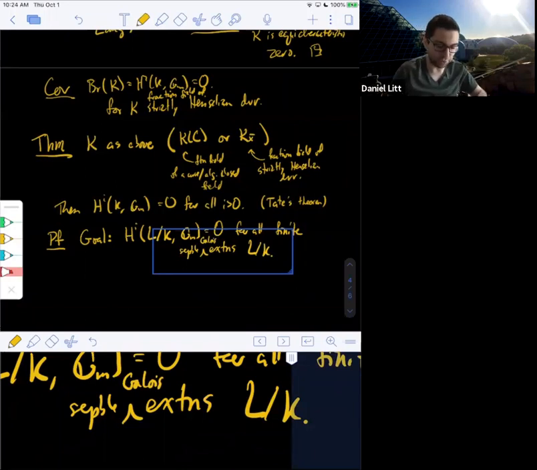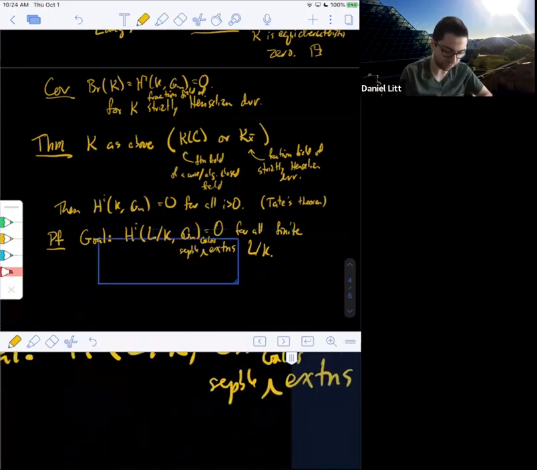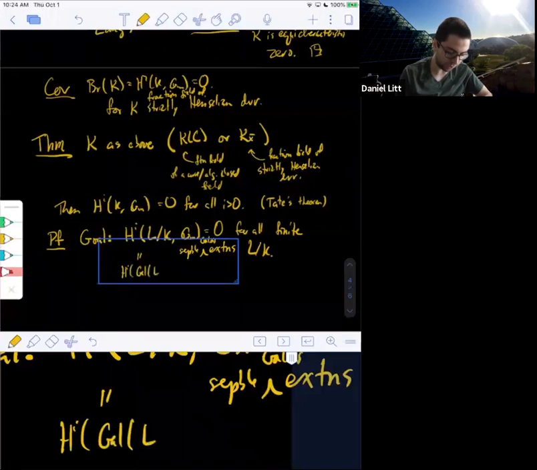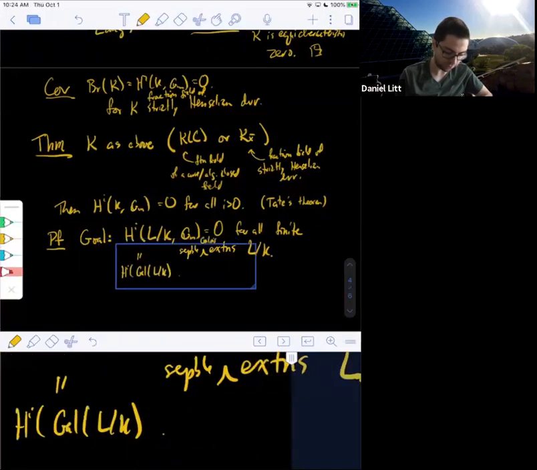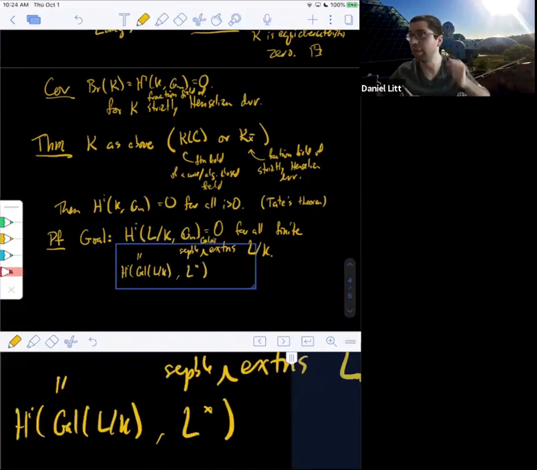So in other words, this Čech cohomology is the same as H^i of the Galois group of L over K with coefficients in L^×. If you write down what the Čech complex is, it's exactly computing this. Are there any questions about that? I think we mentioned this when we talked about Čech cohomology, but we weren't super explicit about the isomorphism. So if anyone has a question, you should ask it.